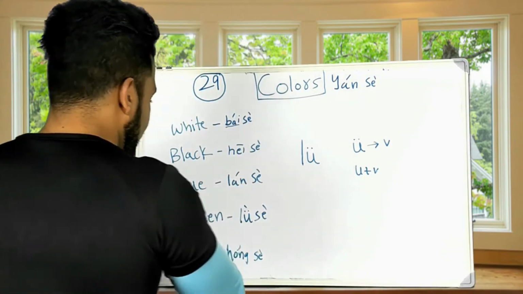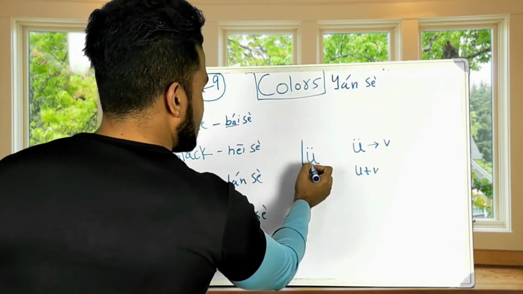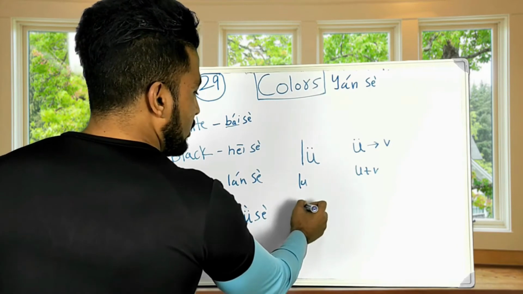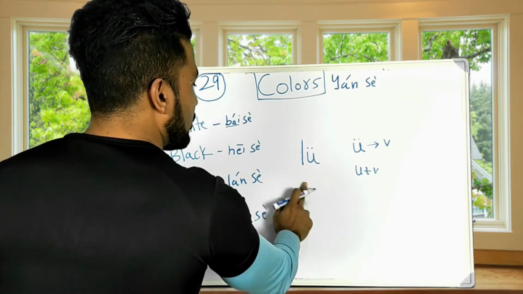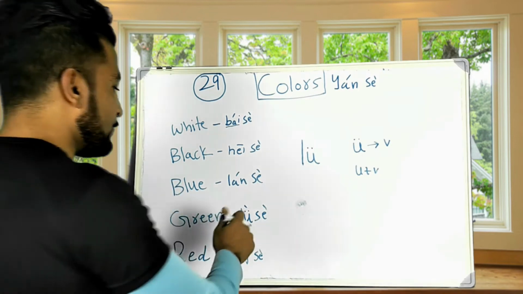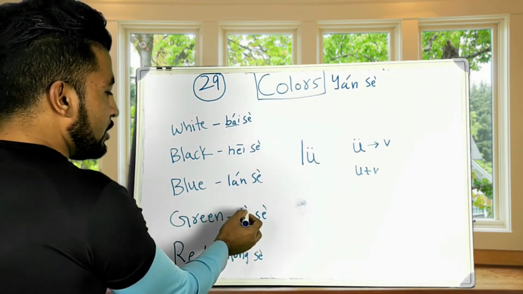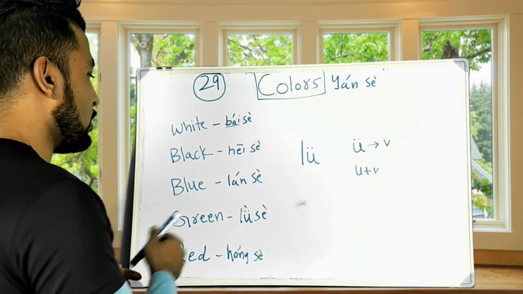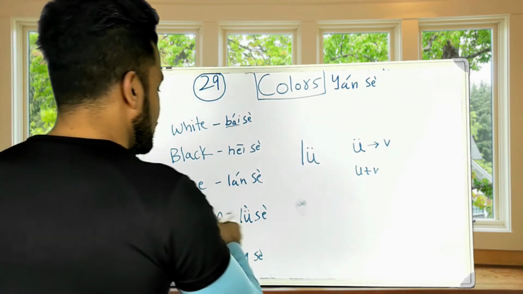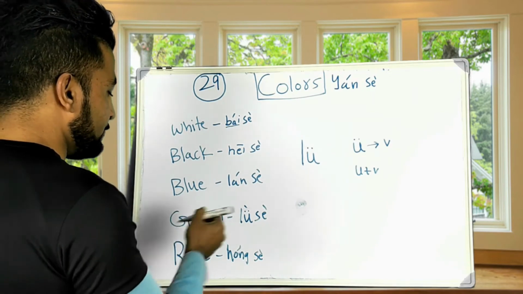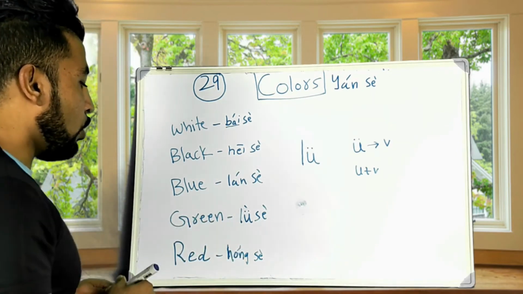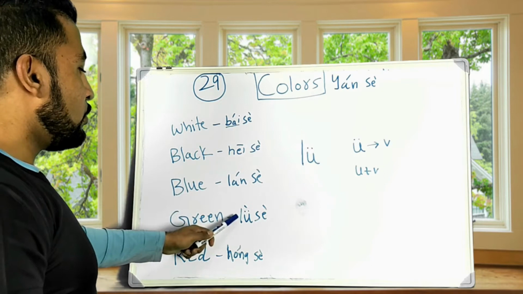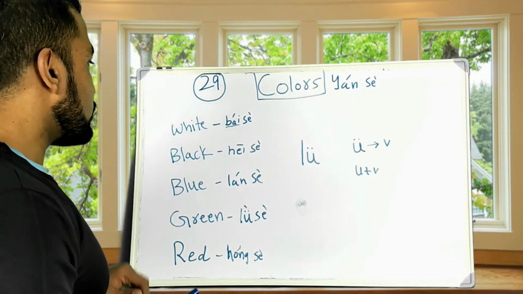So remember for green, if anywhere you see this type of pinyin, you cannot pronounce it like Lu. It should be pronounced as Lü. Both of these pinyin have the 4th tone, so during pronunciation the sound should be very sharp. And the red, the last one, is 红色. 白色, 黑色, 蓝色, 绿色, 红色. These are the 5 colors.